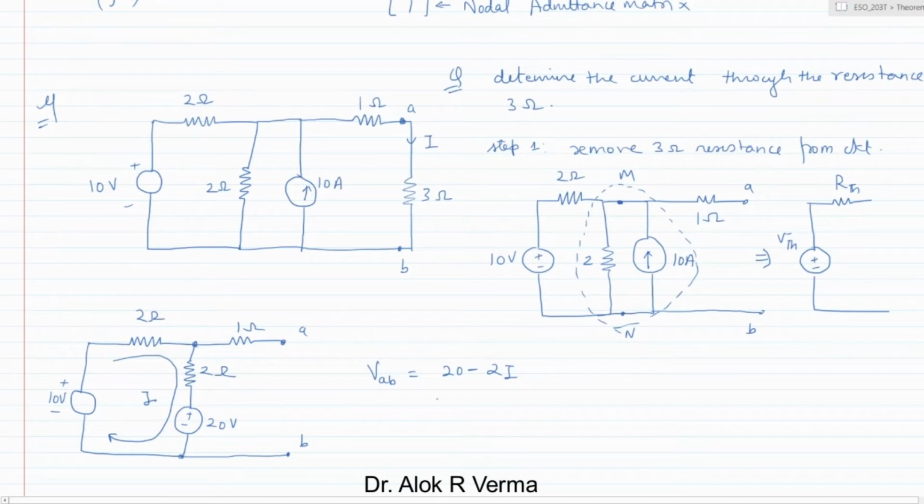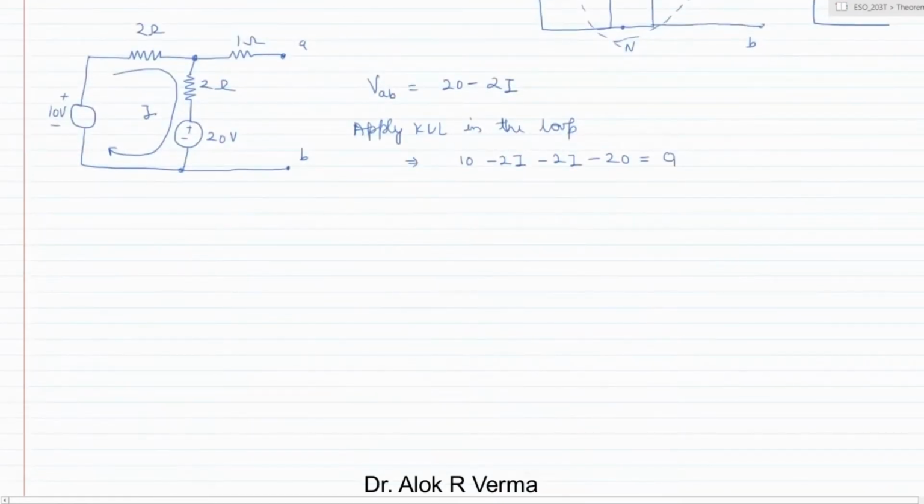Now let us apply KVL in the loop. In this loop, if you apply the KVL, we'll get 10 minus 2I minus 2I minus 20 equals 0. If you solve this, we'll get I as minus 2.5 ampere.